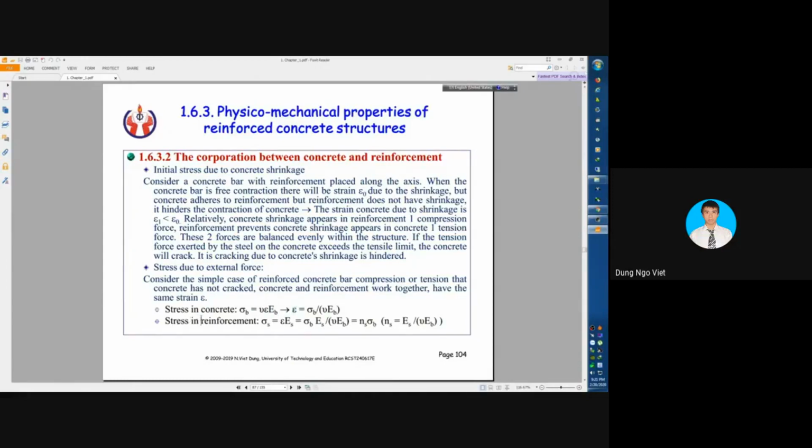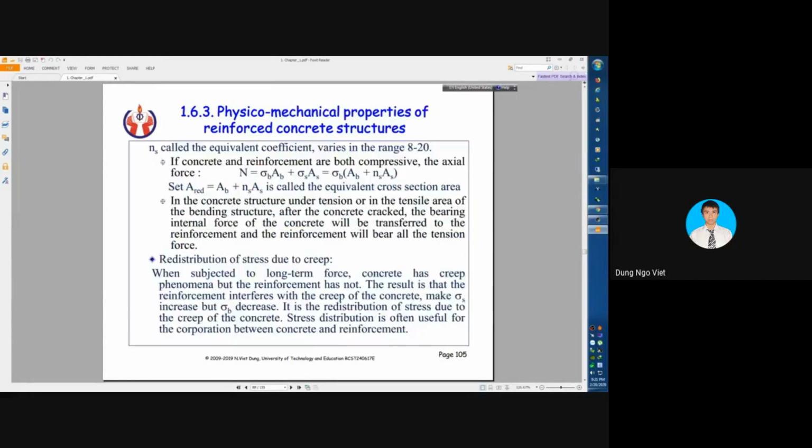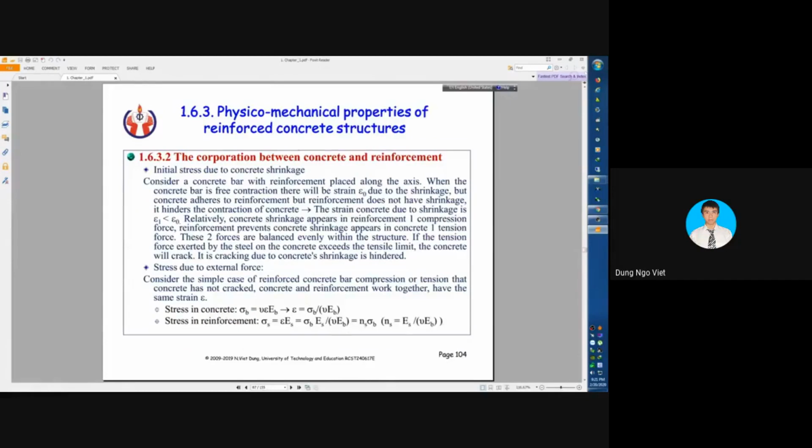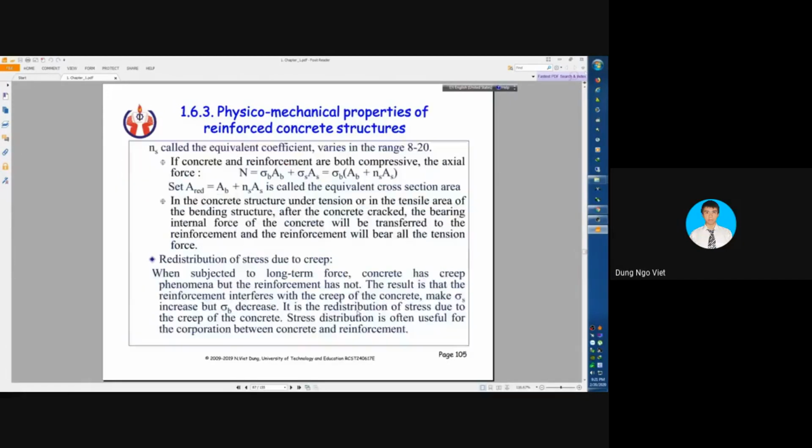And here is the stress in the reinforcement, sigma s. And here we can estimate the NS value. And NS value is called the equivalent coefficient. And this value varies in the range from 8 to 20. If concrete and reinforcement are both compressed, the actual force is estimated by this formula. And if we set A dash is AB plus NS multiplied by AS, it's called the equivalent cross-section area.